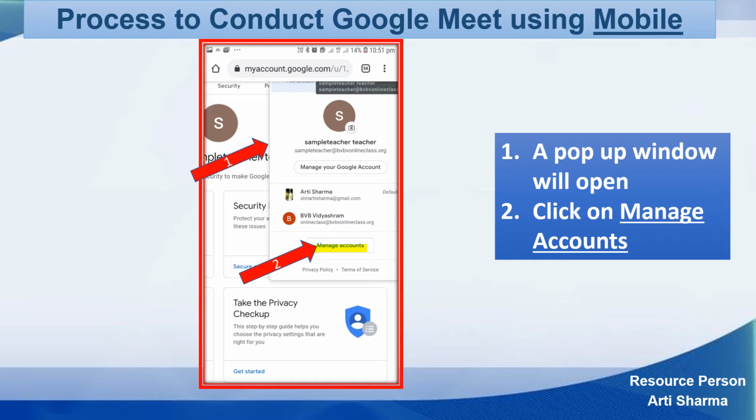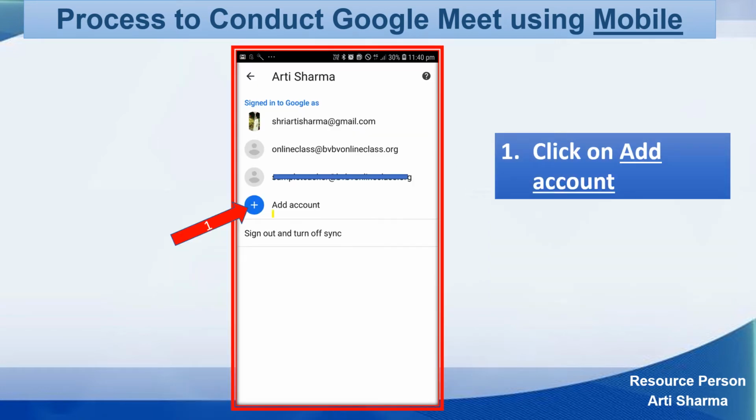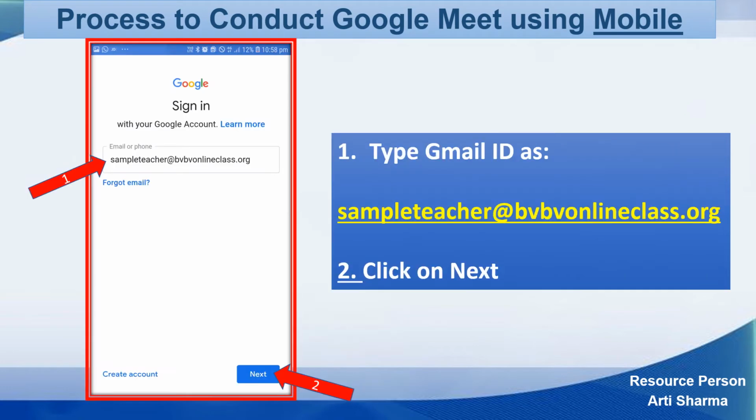After that, simply we have to select the account. Now, manage account on this device. After that, we will select add account, because first time we are adding the account sample teacher. After that, a screen will be displayed which is asking for a pattern. Friends, remember, here you have to draw the pattern which you use to open your phone. It is the pattern which you use to open your phone.